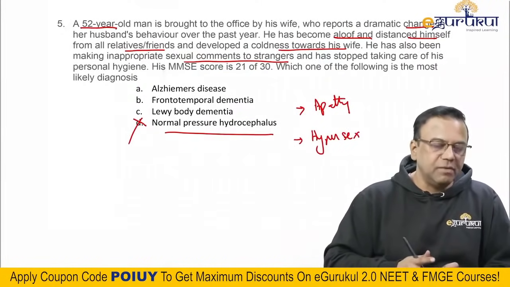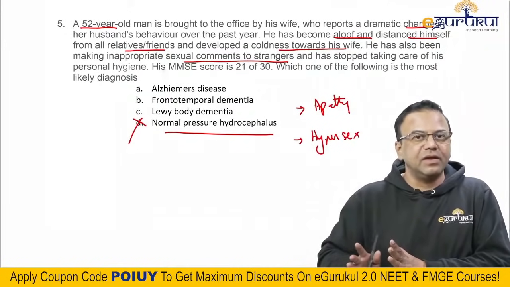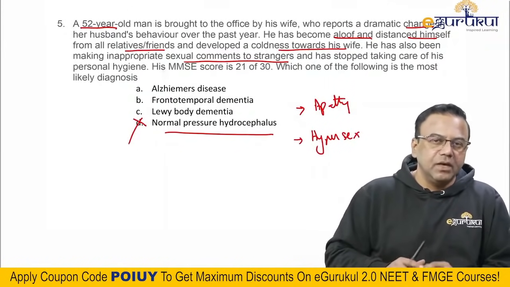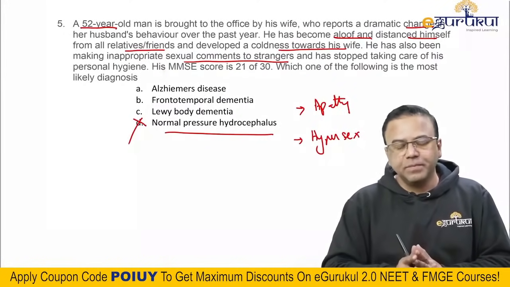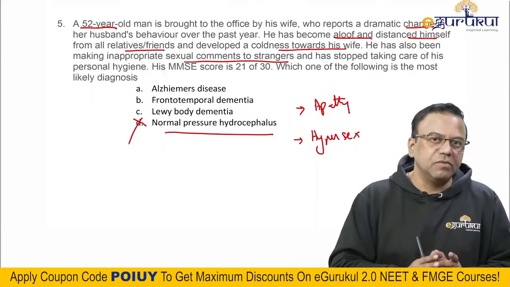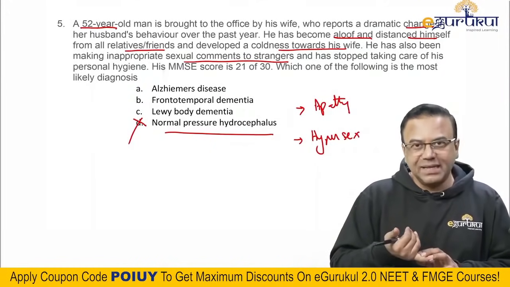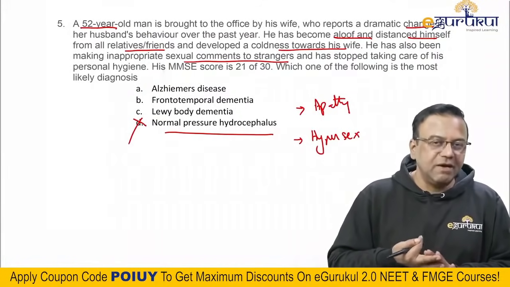In frontotemporal dementia, you have two main variants. One is the speech variant, the aphasic variant, and the other is the behavioral variant of FTD. The most common type of frontotemporal dementia is the behavioral variant, where behavior features dominate the picture. Now, what are the main behavior features you're going to look for in an MCQ? The patient will have apathy. The patient is going to have loss of empathy. The patient will have hypersexuality.